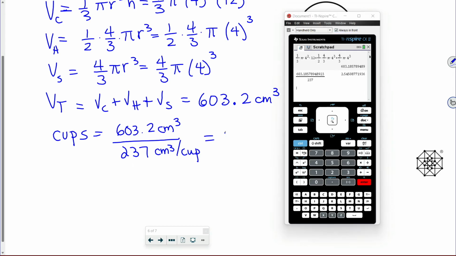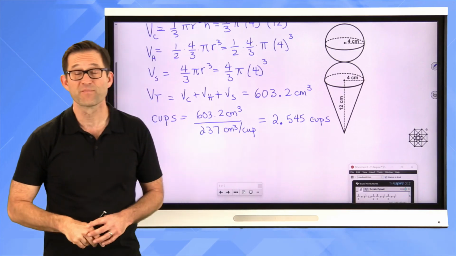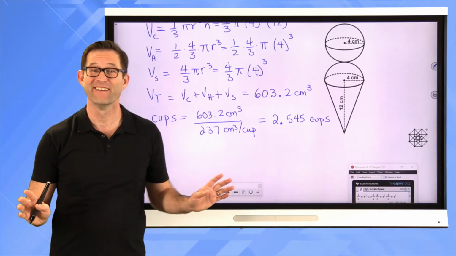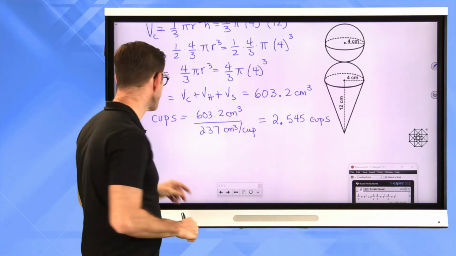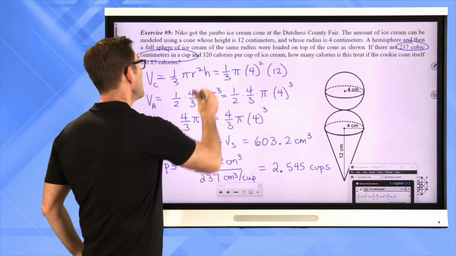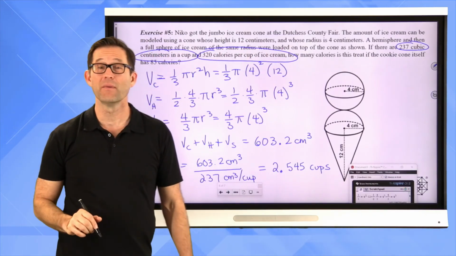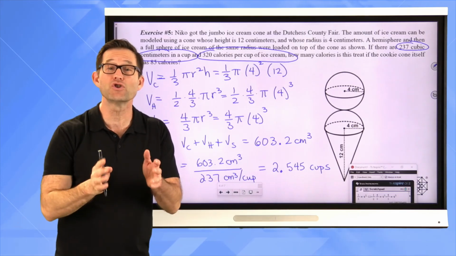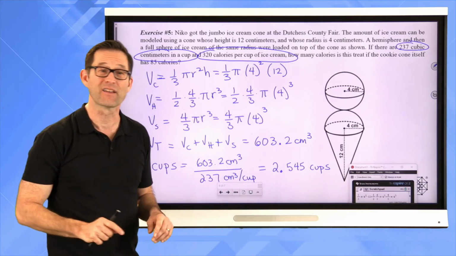So when we see that there are 2.545 cups of ice cream, so roughly 2.5 cups of ice cream, that kind of makes some sense. Don't get me wrong, that's a lot of ice cream, right? That's quite a bit of ice cream. But now that we have the number of cups of ice cream, we can now take our 320 calories per cup of ice cream and figure out how many calories are just in the ice cream. And then we can't forget that 85 calories that comes from the cone.